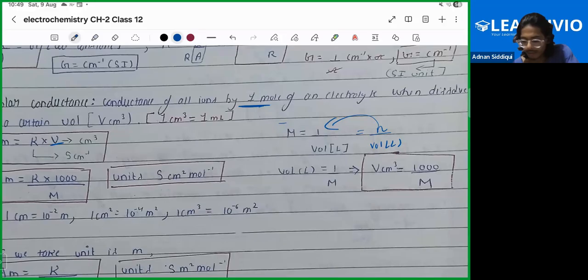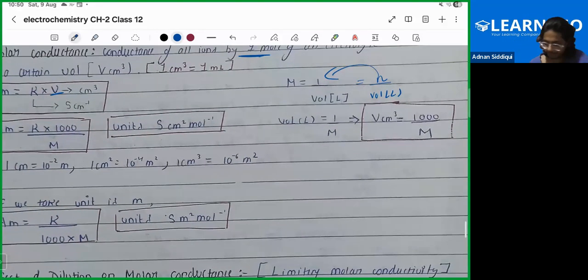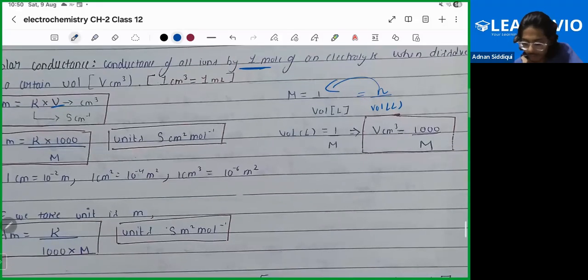So the formula for molarity is M is equal to 1 upon volume in liter. Is it clear till this point? Now, I can do this: I will put the volume on the left hand side and molarity on the right hand side. Can I do this or not?